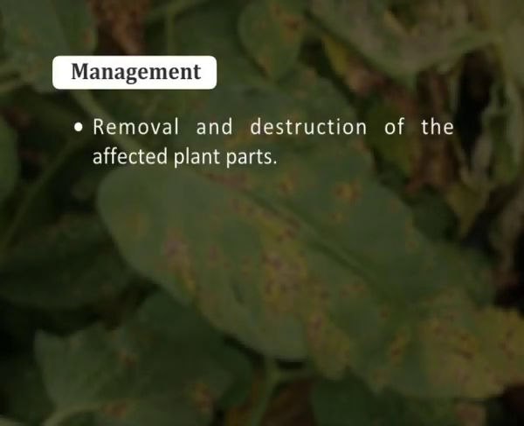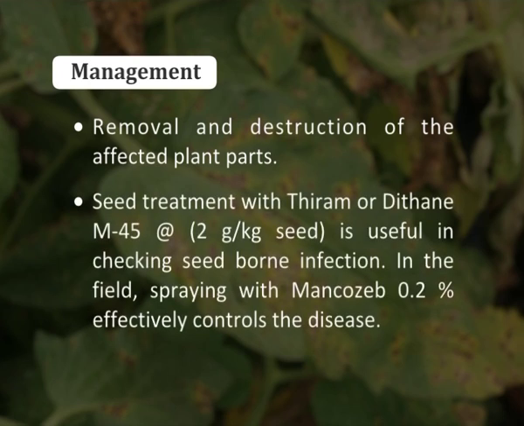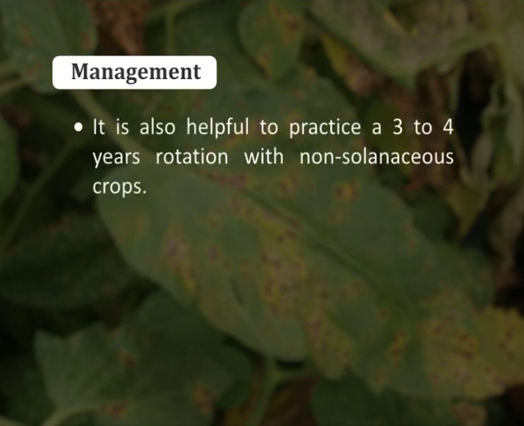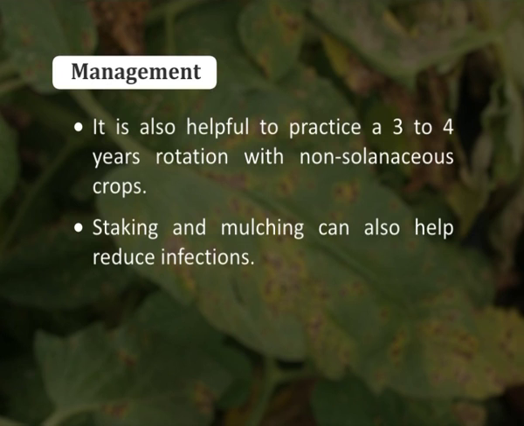Now coming to the management of the disease. Removal and destruction of the affected plant parts. Seed treatment with Thiram or Dithane M-45 at the rate of 2 gram per kg seed is useful in checking seed-borne infection. In the field, spraying with Mancozeb 0.2% effectively controls the disease. It is also helpful to practice a 3 to 4 years rotation with non-solanaceous crops. Staking and mulching can also help reduce infections.